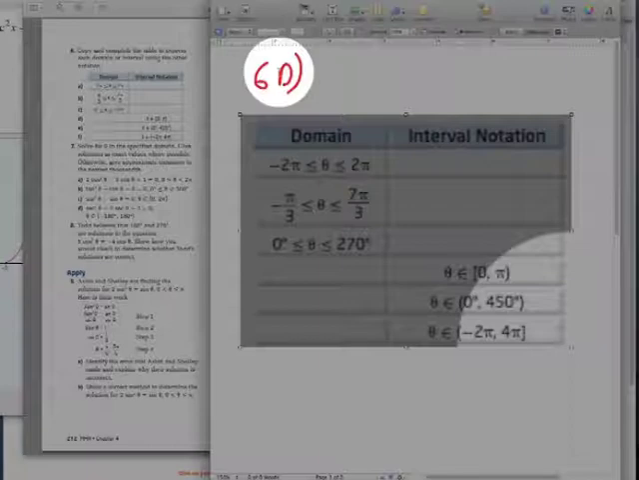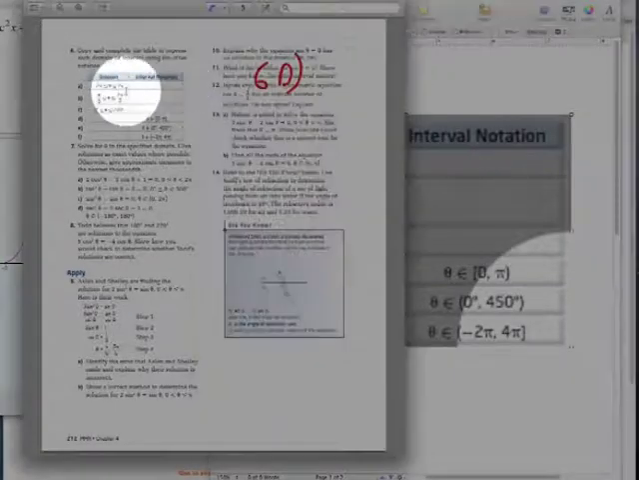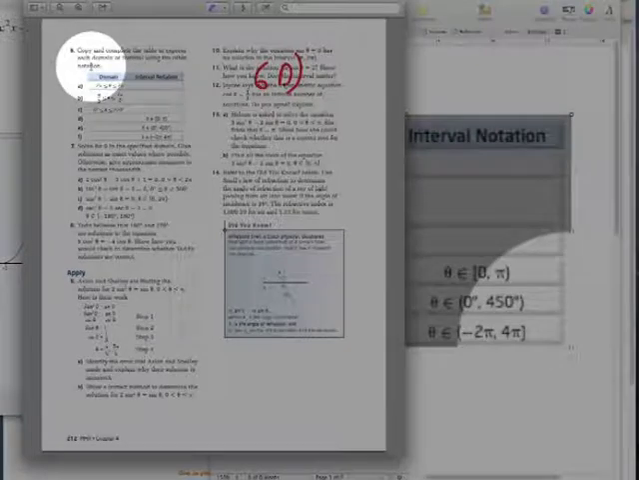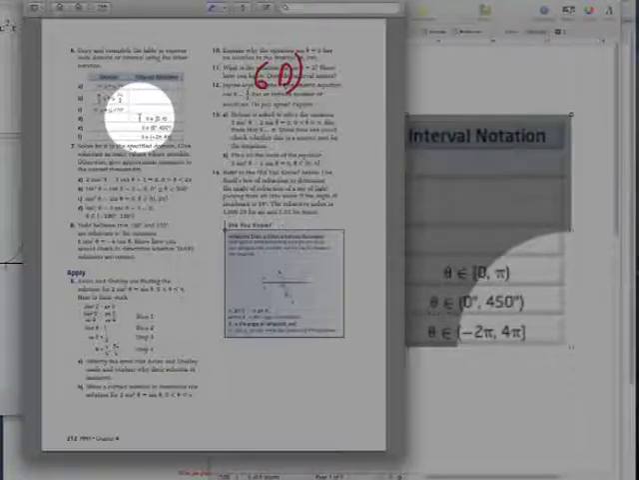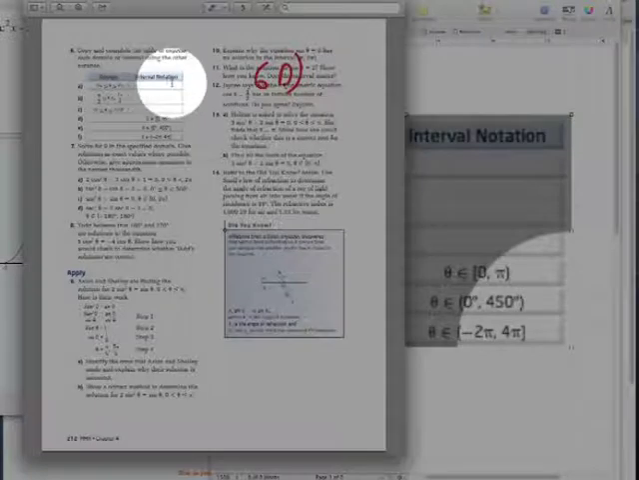Questions. Here I am looking at question 6, and I'm going to be doing D as an example. Now, in question 6, they're asking you to complete this table. So you'll need to make a copy of it in your book. And then they want you to complete the given table. So what we're doing here is they're just getting you to understand and use interval notation.